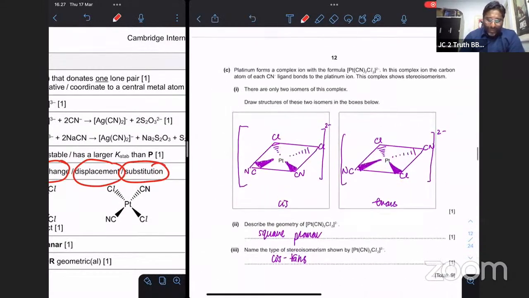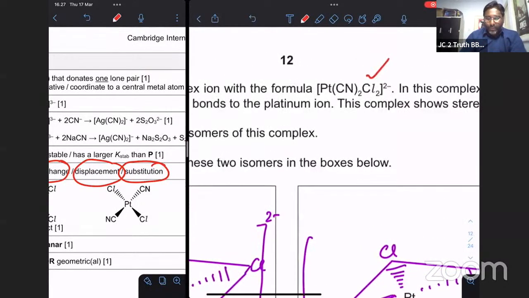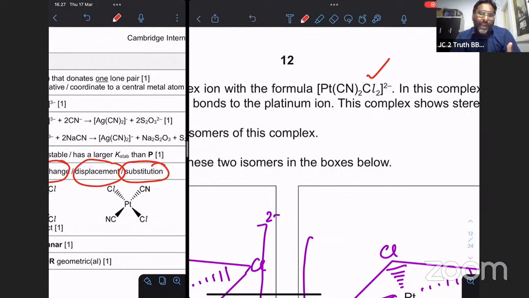The next part is this platinum. Platinum forms a complex ion with the following formula. You see the coordination number is going to be 4. The moment you see coordination number 4, they can exist in the form of tetrahedral or square planar. So two possibilities. But the moment you see CN, normally they tend to follow square planar.